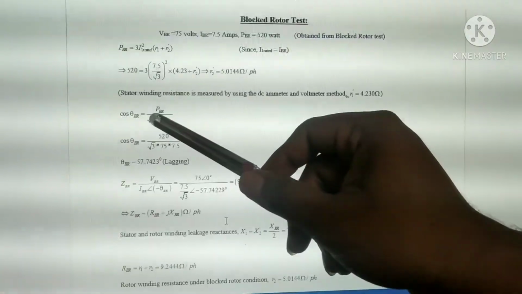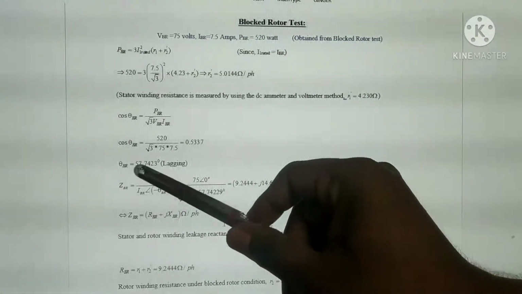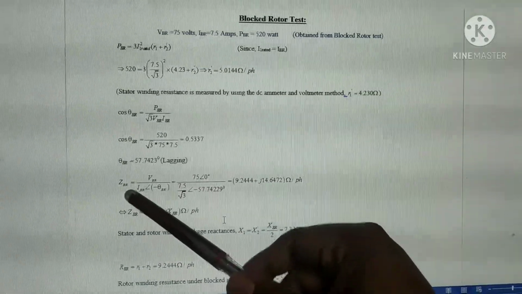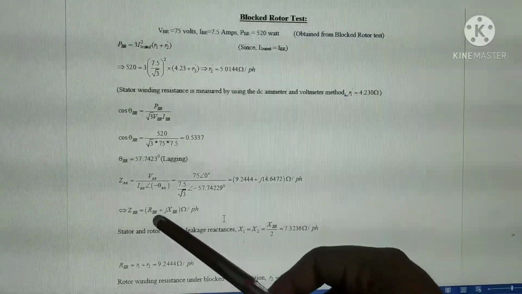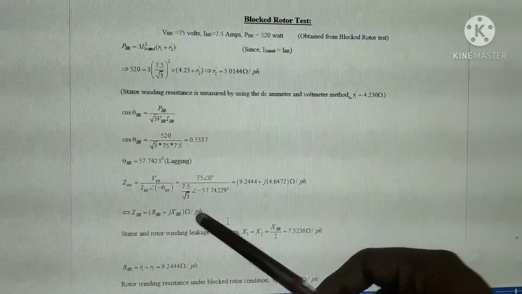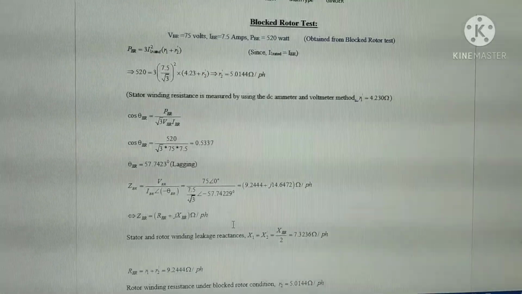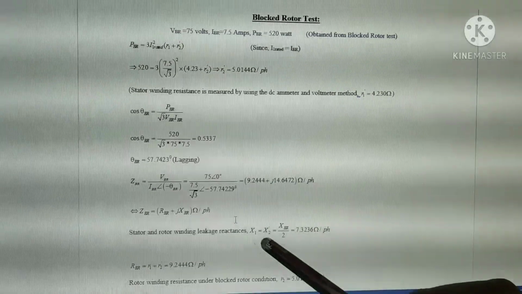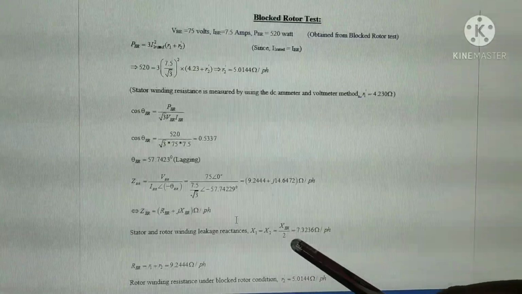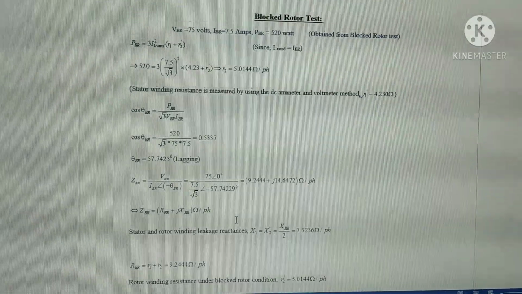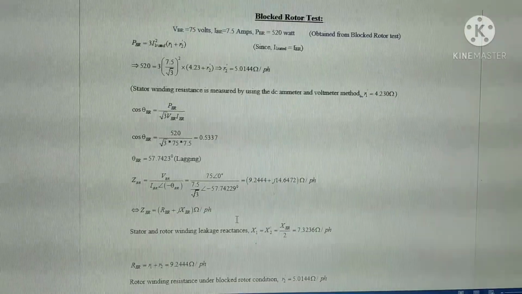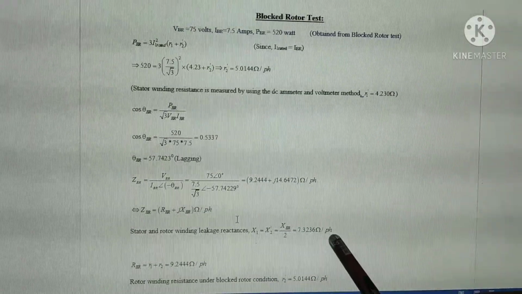From these values, we have determined the power factor at blocked rotor condition, power factor angle at blocked rotor condition, then impedance at blocked rotor condition. From the impedance, we will get R suffix BR plus X suffix BR values from the impedance. From X1 is equal to X2 dash is equal to X suffix BR by 2, we will find the stator leakage reactance and rotor winding leakage reactance, that is equal to 7.3236 ohms per phase.